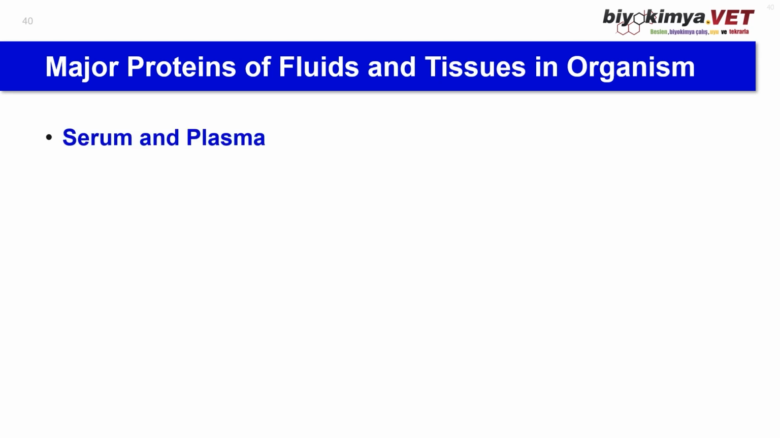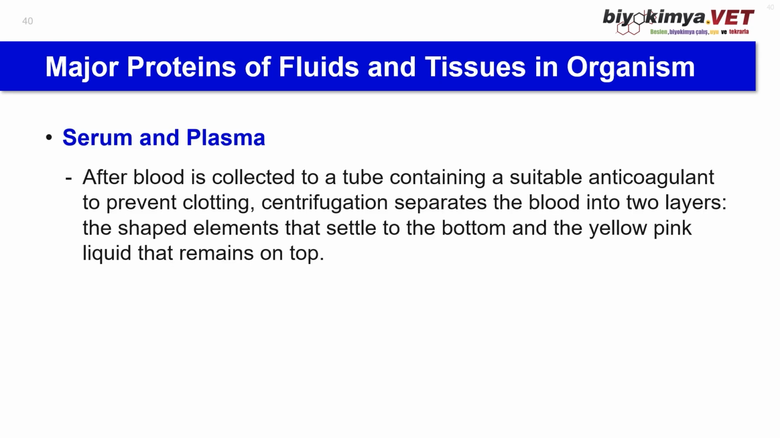Serum and plasma. After blood is collected in a tube containing a suitable anticoagulant to prevent clotting, centrifugation separates the blood into two layers. The shaped elements that settle to the bottom are the cells of the blood, and the yellow-pink, actually yellow, liquid remains on top. Because of the pink here, well, maybe the red color represents lysis. A clear serum without hemoglobin or without lysis has different tones of yellow.